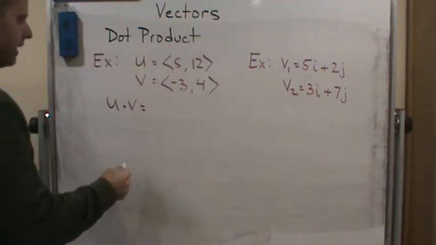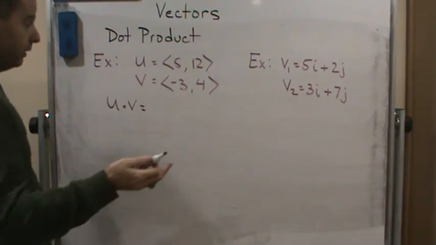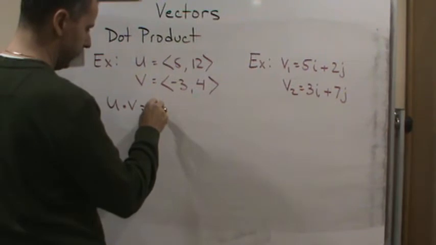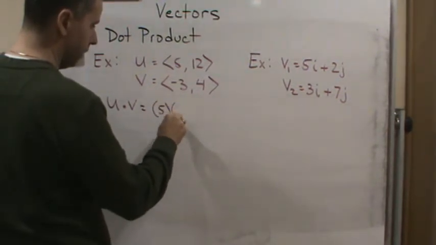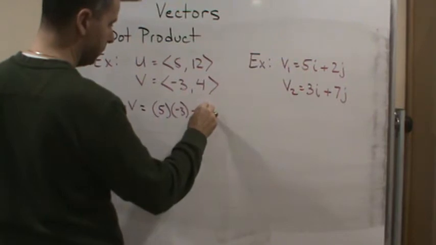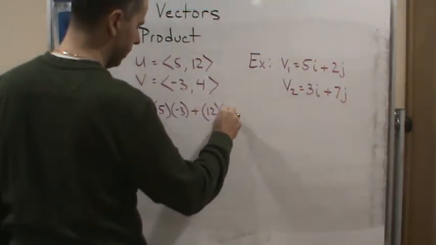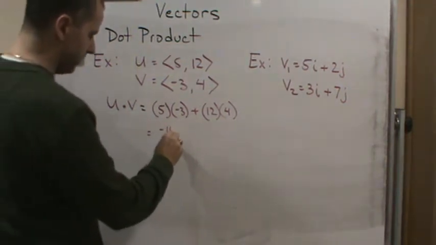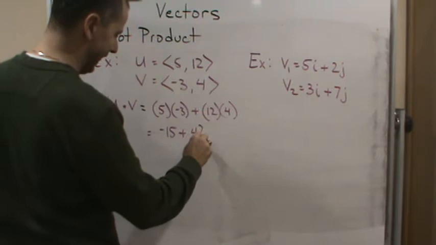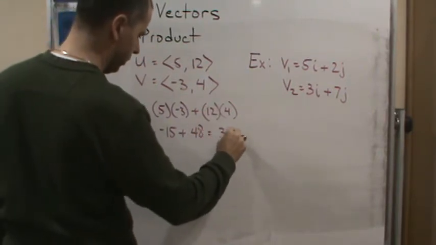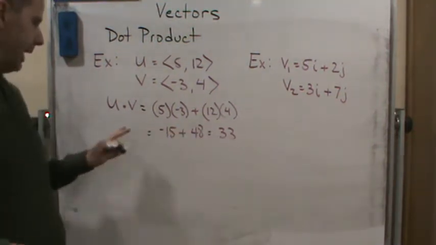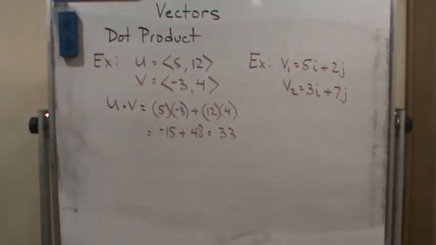Okay, now what are we going to do? We're going to take the product of the corresponding coordinates and then add those together. So it's going to be 5 times -3 plus 12 times 4. And so if we do that, we get -15 plus 48, which is going to equal 33. And so the dot product of u and v is 33. Okay, and remember, we should always get a scalar.